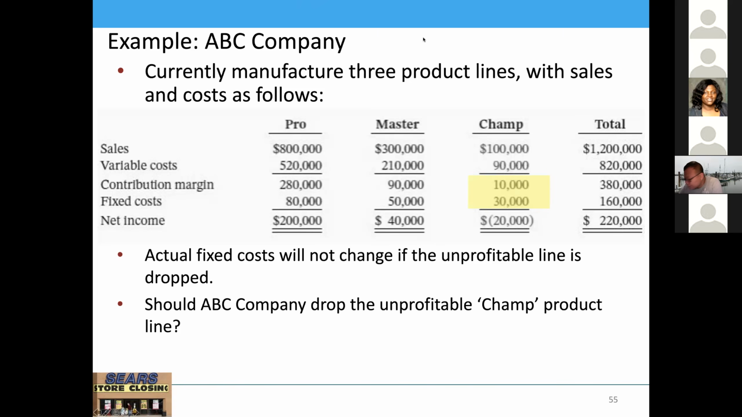Isabella? Isn't it yes, because we're losing money from it? Okay, yes. Nima? At first I was thinking yes, because if we drop it, then we'll save on the variable cost. How much did you save? Or how much? 90,000, I think, is it? Yeah, you saved the cost. What did you lose?